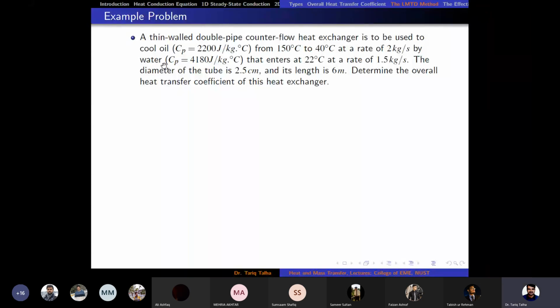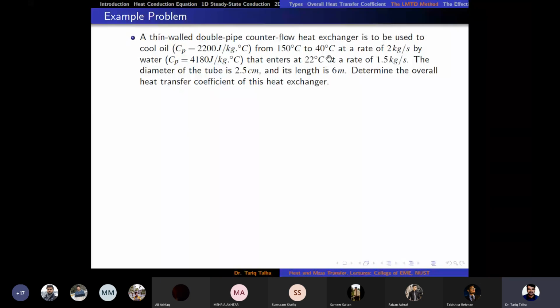So it means that here this oil is the hot fluid, and the water is the cold fluid that enters at 22 degrees centigrade. Now for the cold fluid the inlet temperature is known, but the outlet temperature is not given. Right, so the diameter of the tube is 2.5 centimeter and its length is 6 meters. Determine the overall heat transfer coefficient. So now first of all we need to determine the outlet temperature of the cold fluid.